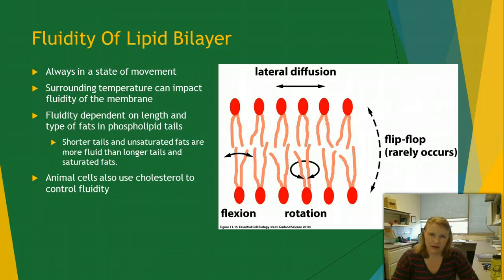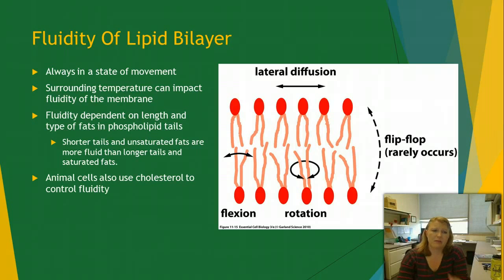Temperature can play a big role in it. If the temperature gets too warm, they're going to move around a lot more, which can make that membrane leaky. If it gets cold, they can become static and not move as much. And that's where cholesterol comes in and plays a role, but we'll talk about cholesterol in a little bit. The fluidity is also dependent on the length and the types of those tails. Shorter and unsaturated tails are more fluid than longer tails.